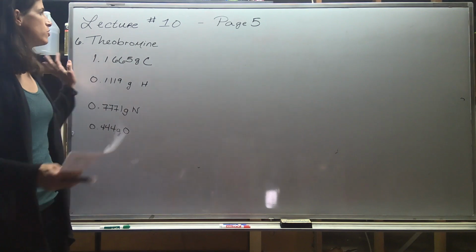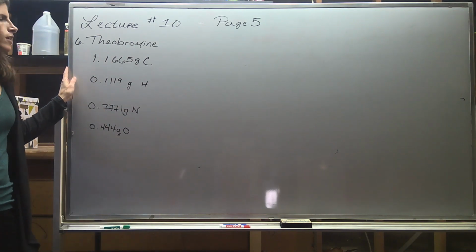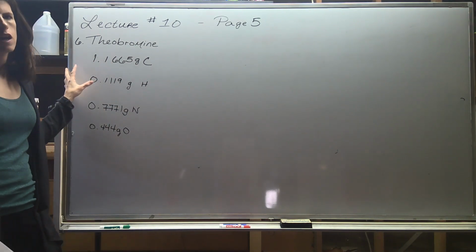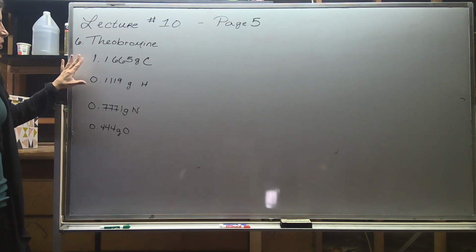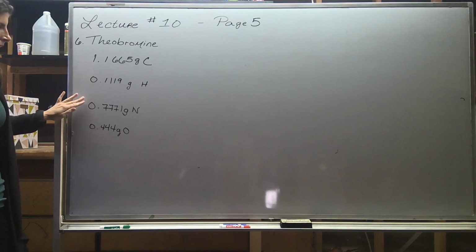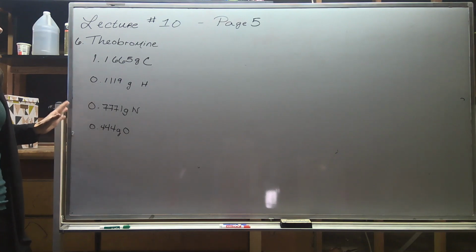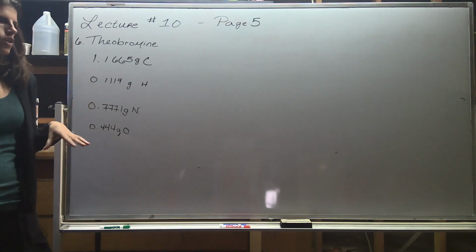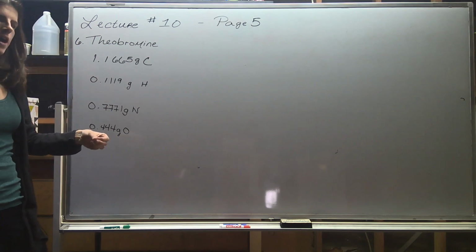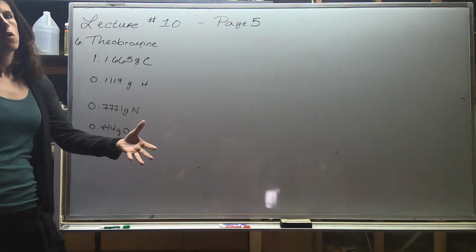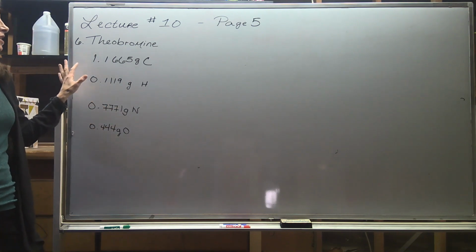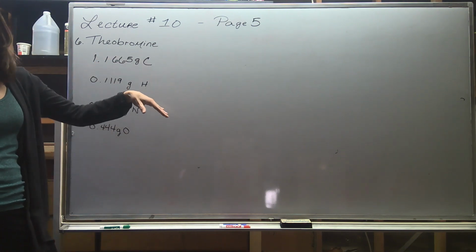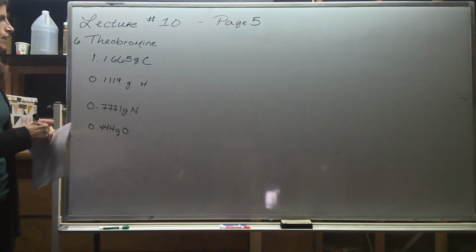Alright, so let's tackle this problem about theobromine. It's a nitrogen-containing compound that's present in chocolate. So we're given the following masses. And just like when we're given percents and then convert them to masses, our ultimate goal when we're looking for the empirical formula of any compound is to take the mass and turn it into moles. So let's take care of that.